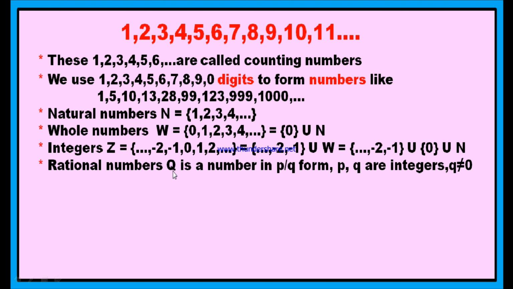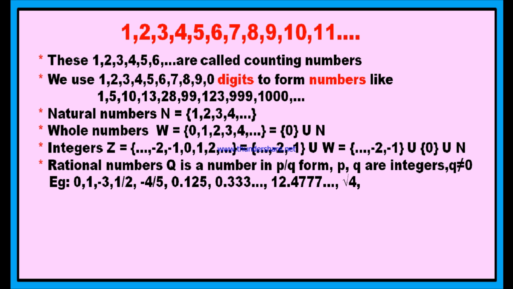Q stands for quotient. Every natural number is a rational number, every whole number is a rational number, every integer is a rational number. Therefore 0, 1, minus 3, 1 by 2, minus 4 by 5 and all these are rational numbers. If you come to decimal numbers, 0.125 is a terminating decimal, a rational number. Every terminating decimal is a rational number. This is 0.333 and so on. It is non-terminating but recurring, 3 is repeating. Therefore, non-terminating and recurring decimals are also rational numbers.